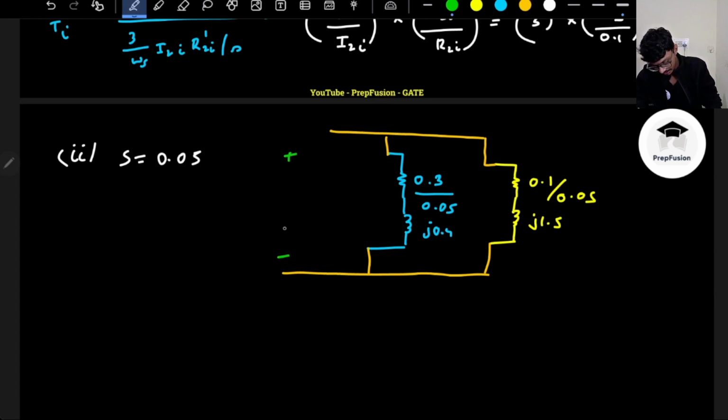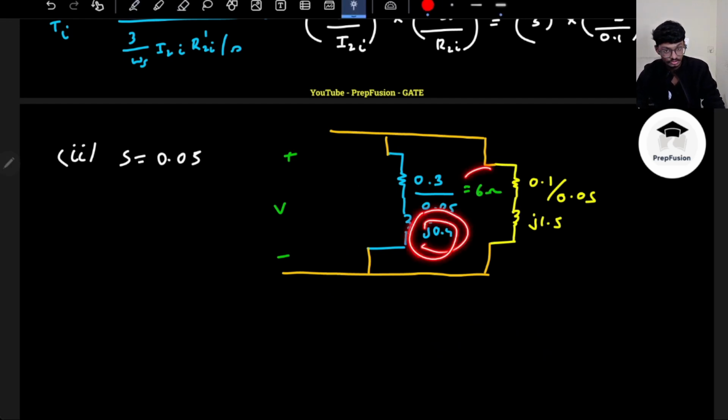Now if I am again applying the voltage, same current ratio, if I want to find out this value, it is 20 times. So 20 times this, so 0.3 divided by 0.05, so this is 6. So this is so high compared to this reactance, so I can neglect this. So now which will be dominating? The resistance. DC resistance will be dominating. So that is what we are seeing. So 0.1 divided by 0.05, so this will be 2.